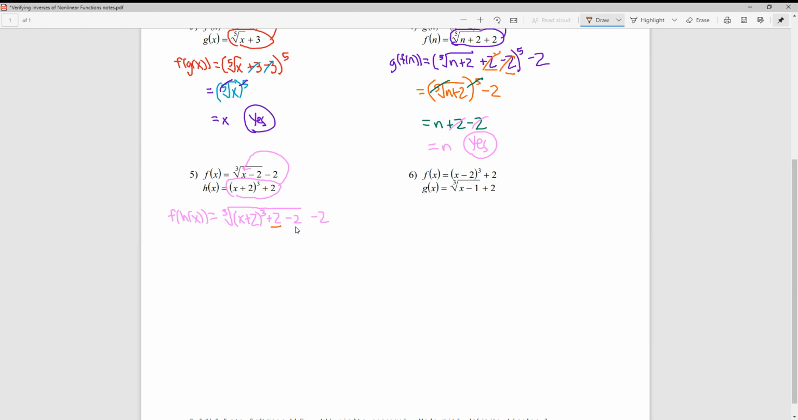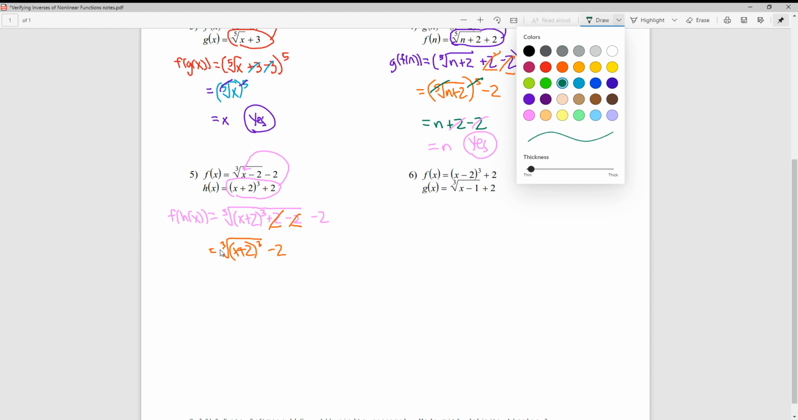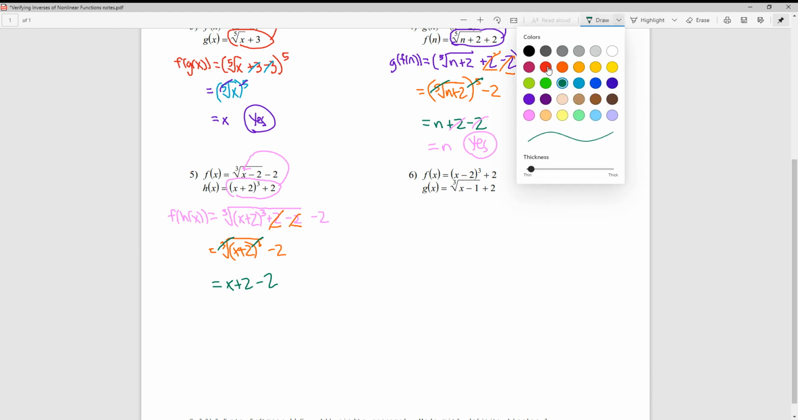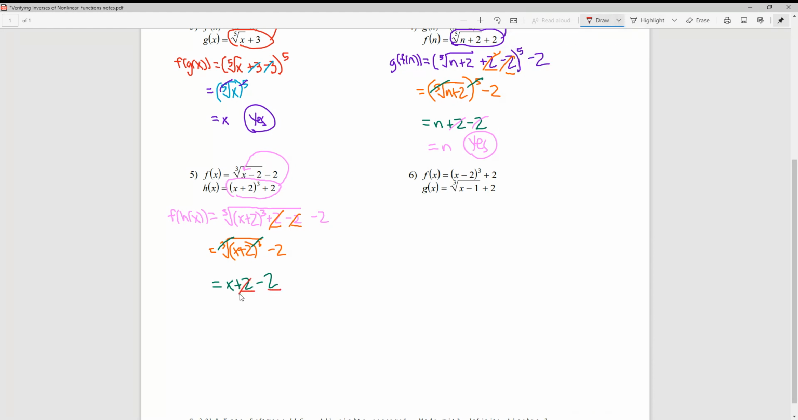Inside the root, plus 2 and minus 2 are opposites. They cancel. Also, this third root and this third power cancel as well. And last but not least, plus 2 and minus 2 here cancel. We get just x, so yes, those two functions are inverses of each other.